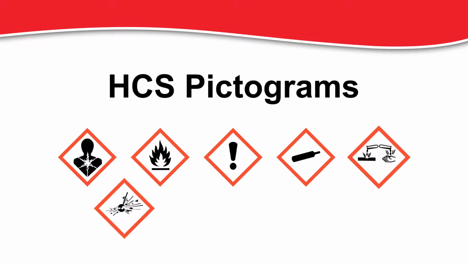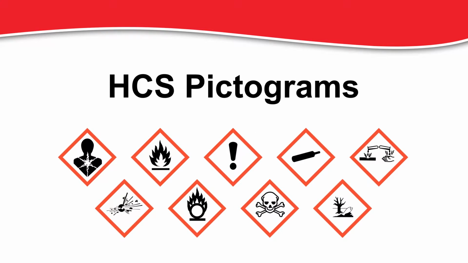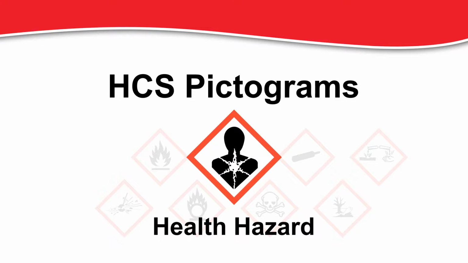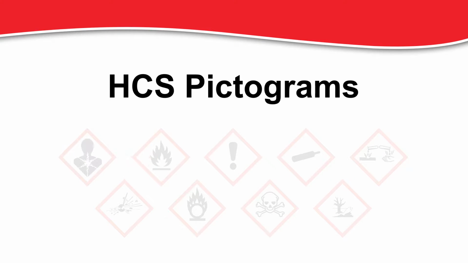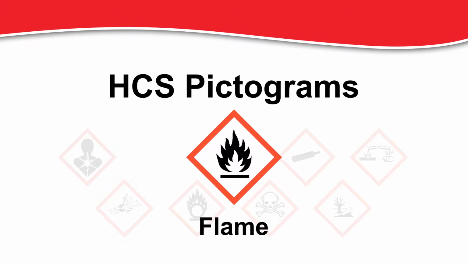Pictograms. Another component of the GHS program is use of pictograms, which consist of a symbol on a white background framed within a red border and represents a distinct hazard or hazards. The pictogram on the label is determined by the chemical hazard classification. The HCS pictograms and hazards are health hazard, like a cancer-causing substance. Flame, a substance that is flammable.